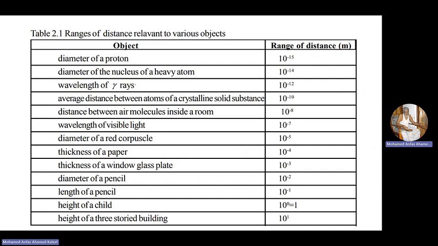Let's say gamma rays. What are gamma rays? Gamma rays are electromagnetic waves. They have higher energy and the shortest wavelength. Normally, gamma rays will be emitted during nuclear decay. So the wavelength of gamma rays is 10 to the power minus 12 meters.